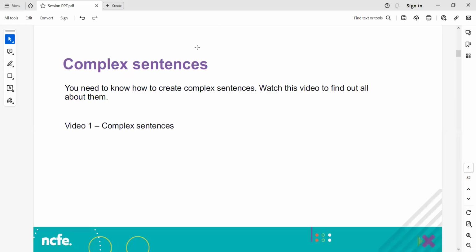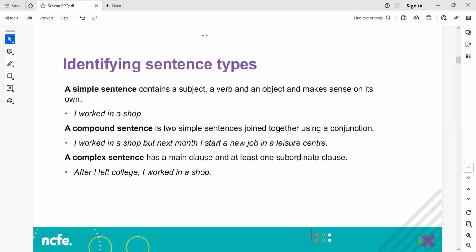Okay. So that's given us some information about how to structure a complex sentence. And let's look at identifying sentence types. So in the video, it talked about different types of sentences, and a simple sentence contains only a subject, a verb, and an object, and it makes sense on its own. It's generally a very short sentence. So there's an example there.